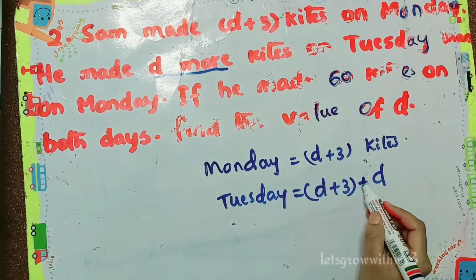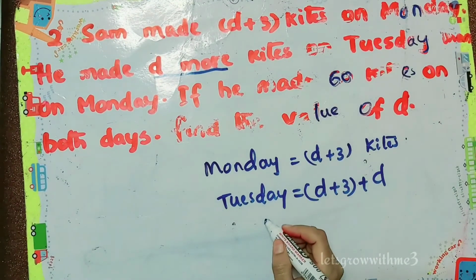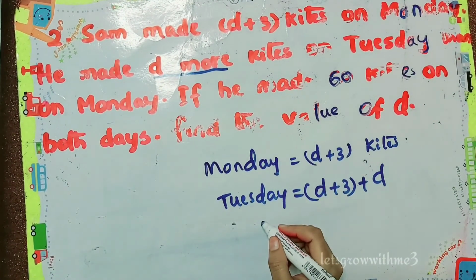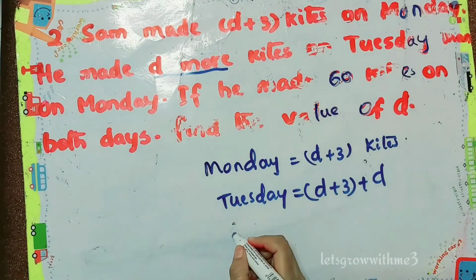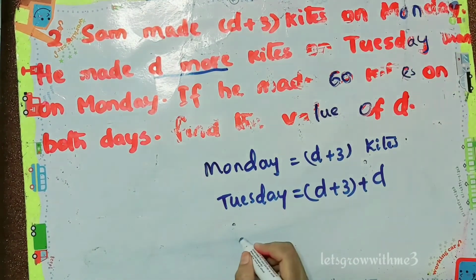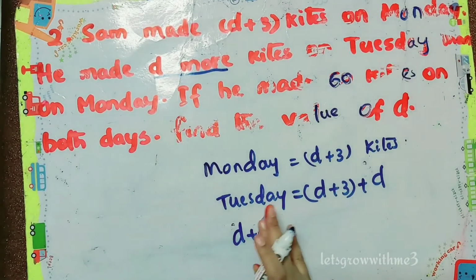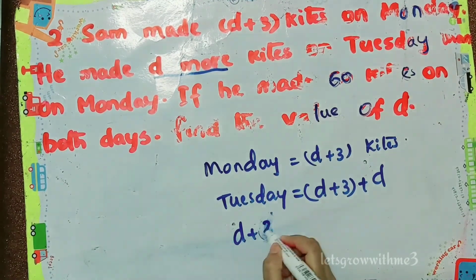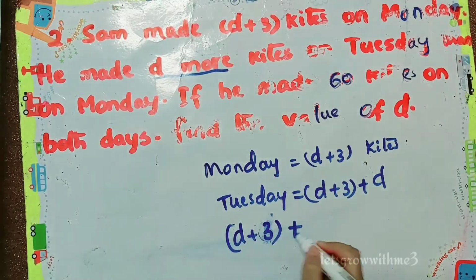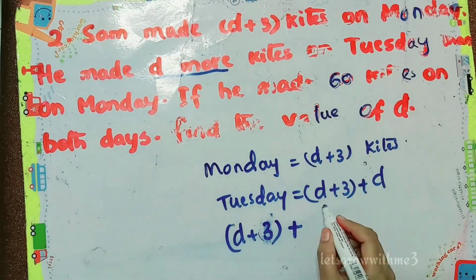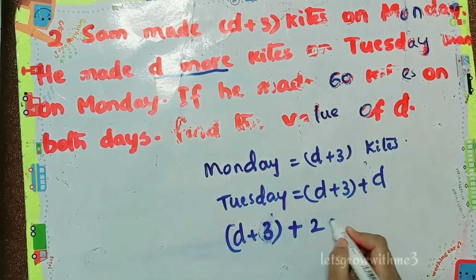Now we can simplify this expression. D plus 3 plus D, we add the like terms, which is equal to 2D plus 3. Next, both together, Monday plus Tuesday, he made 60 kites. So we have to add these two expressions and make it equal to 60.